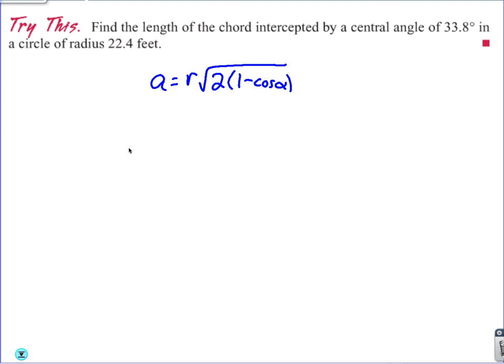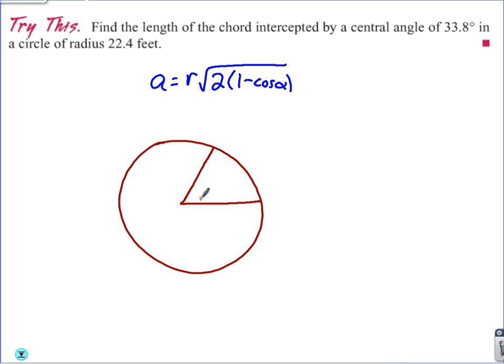Because what that does is, A was the arc length, A was the chord, R was the radius, and alpha was the central angle there. And what they're giving us on this problem, they're saying take a circle, find the length of the chord intercepted by a central angle. Let me draw that central angle.